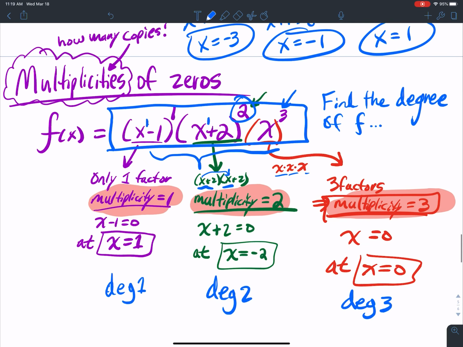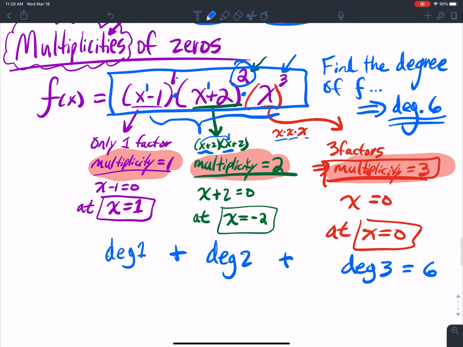And to figure out the degree of all of them, remember when I multiply things, I add the exponents. We're talking about exponents here. I add 1 plus 2 plus 3, and I get 6. So the degree of f is a degree 6. It's a degree 6 polynomial. Right? If it's an even degree means that they're both going up or they're both going down. They're both going down. Okay?